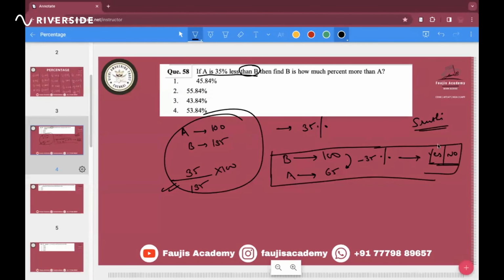Over here the answer is yes. Over here the answer is no. Even though it looks like A and B the difference is 100. Sorry, the difference is 35. Over here the difference is also 35. But in both the cases it's not 35%.